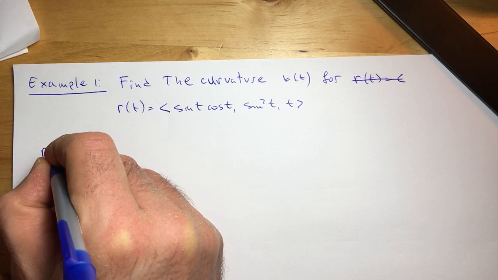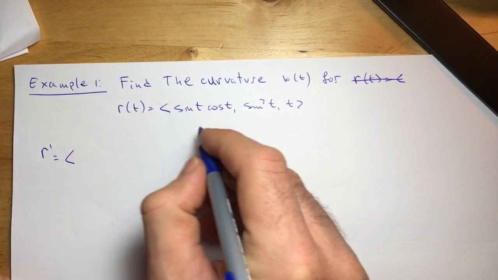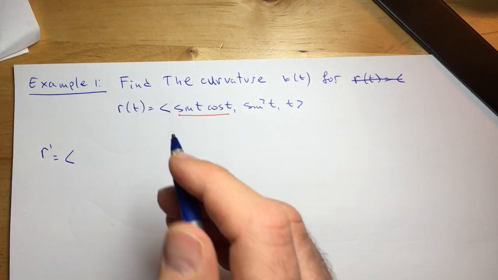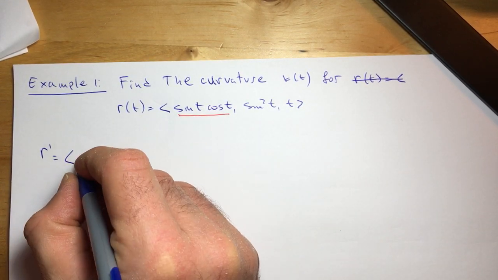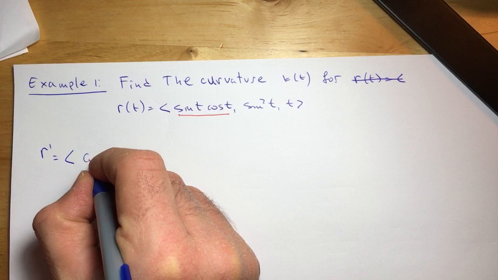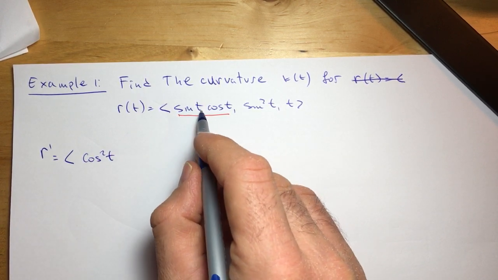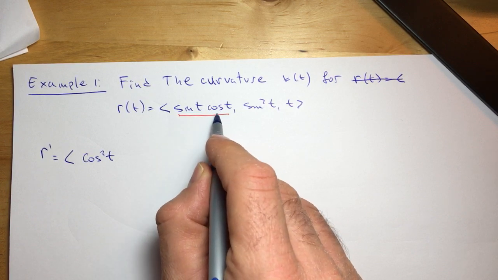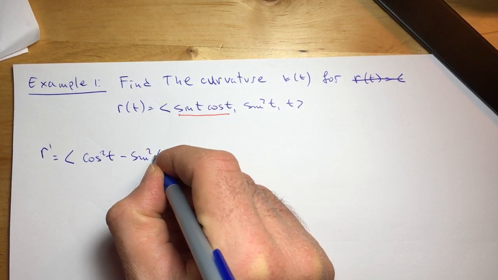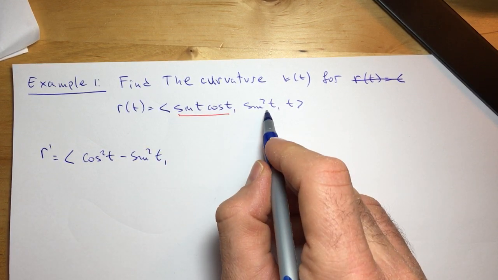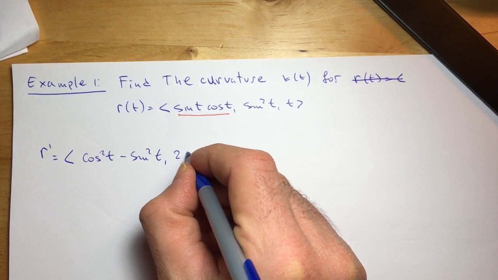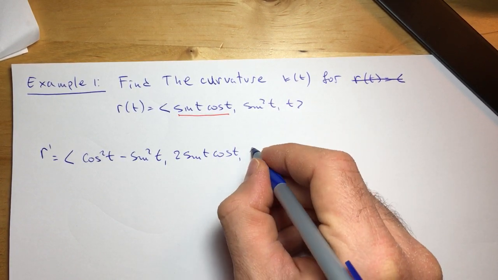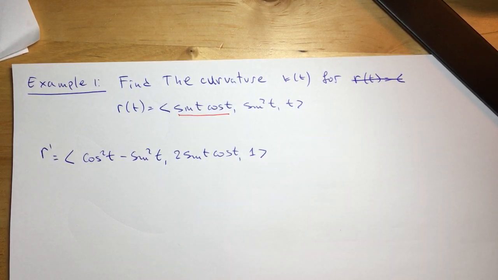So r prime is equal to the derivative of each component. Be careful here, I have to use the product rule. Derivative of sine of t is cosine of t, times cosine of t is cosine squared of t, plus the derivative of cosine of t, which is negative sine of t, times sine of t, negative sine squared of t. For the second component, I use the chain rule: 2 times sine of t times the derivative of sine of t, which is cosine of t, and the derivative of t is just 1. Okay.